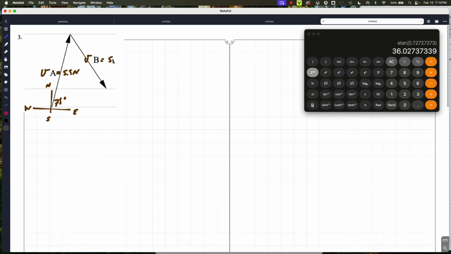Vector B has been measured to be approximately 5 centimeters or 5 newtons, and this angle has been measured, never eat soggy wieners, to be approximately 55 degrees south of east.